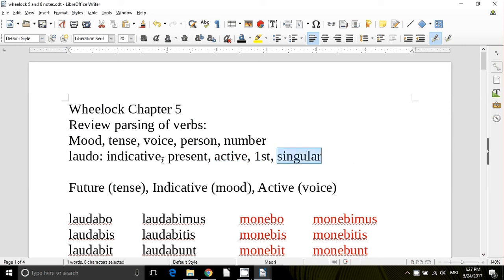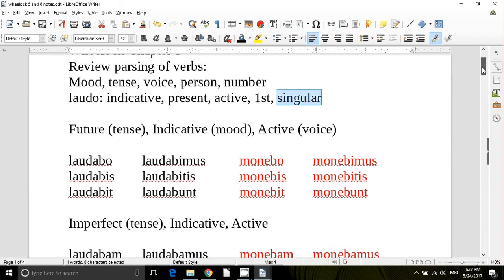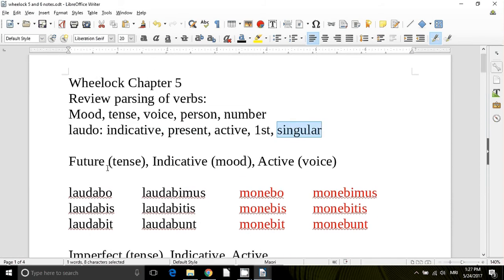As we continue to build our knowledge of verbs, we're going to learn more tenses. We'll learn the passive voice as well as the active voice. We'll learn different moods and so forth. Today we're going to learn the future tense of the indicative mood in the active voice. So this is the future indicative active for laudo.